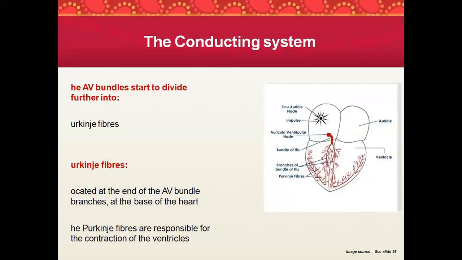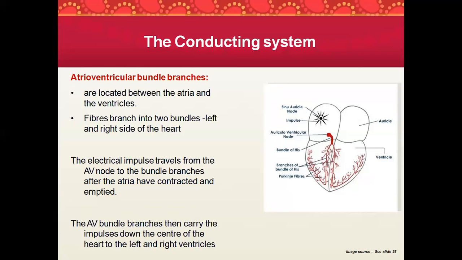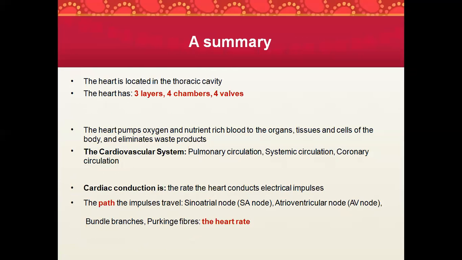Your bundle of His is responsible for the contraction of your atria. You see in the previous slide, the AV bundle carries impulses from your AV node to the bundle branches after the atria have contracted. Your AV bundle and bundle of His are responsible for the contraction of your atria. All right, and then your Purkinje fiber, it is responsible.